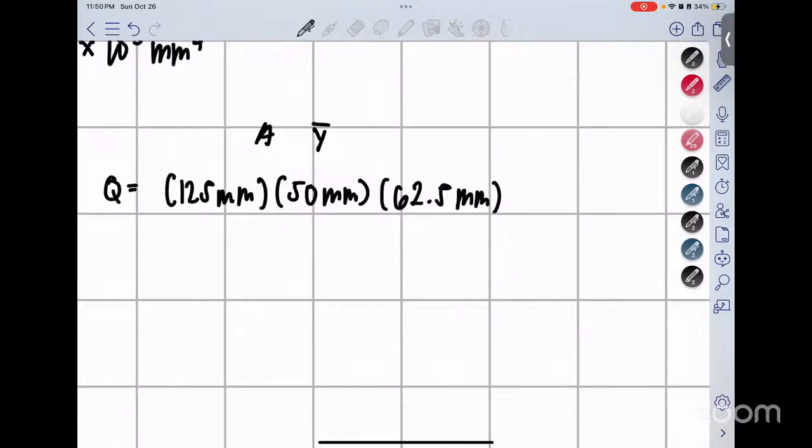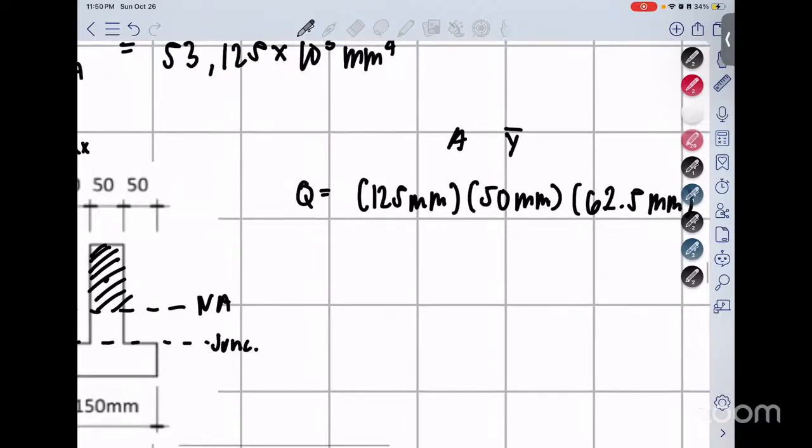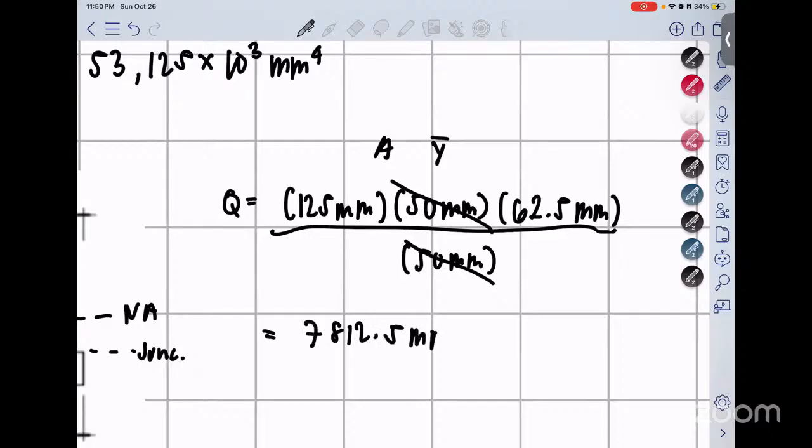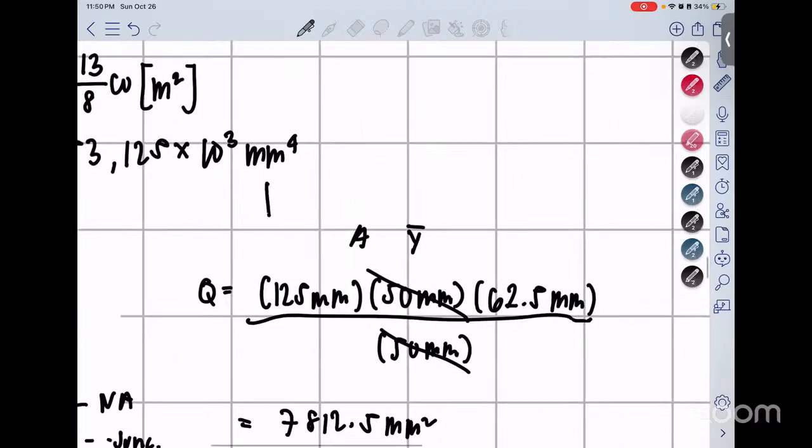Okay. And then since we're getting the maximum Q over T, let's also just get our T. This is 50 millimeters. Conveniently cancels out. That's nice. 1.25 times 62.5. So this gives us a value of 7812.5 mm squared. So that's our neutral axis.